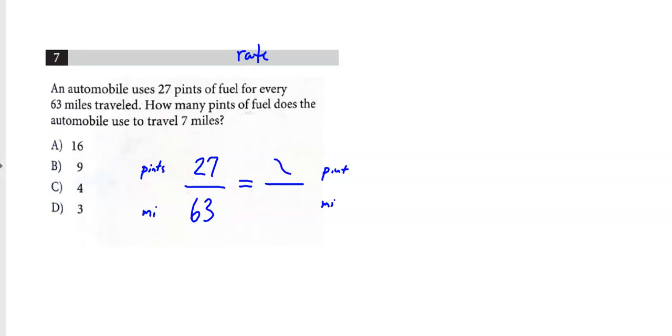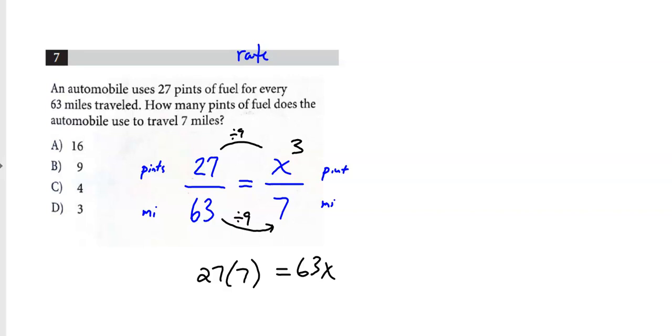So it says how many pints, so I don't know that for 7 miles. You could cross multiply and then divide, so some people might do 27 times 7 equals 63x and solve that. But to me, I can see that this is basically just dividing by 9. So I know to keep the ratio the same, if I divide by 9, I'll get an answer of 3. So the correct answer here is D.